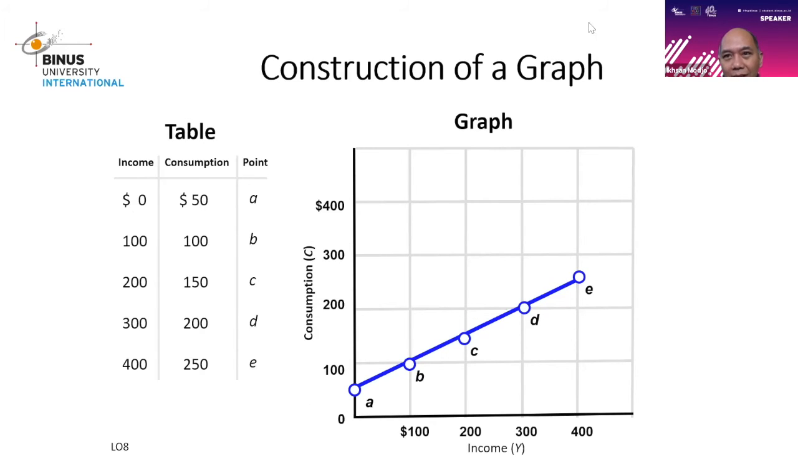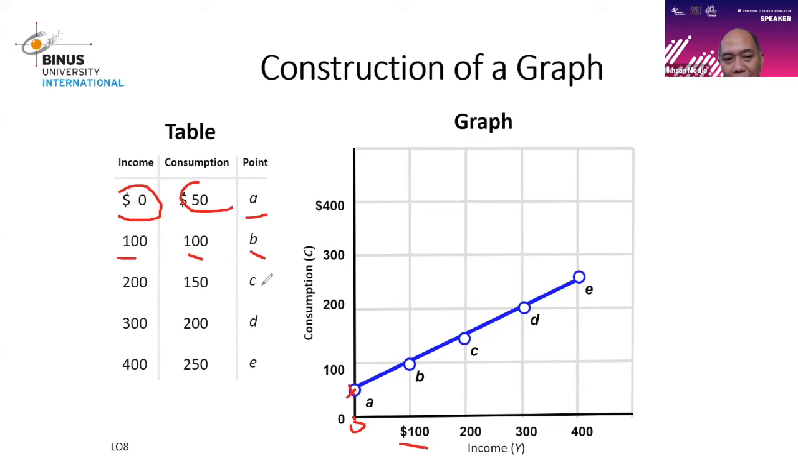So when your income is 0, like this point A, income is 0 and at the same time consumption is 50. So this point A is going to be 0 and 50. Same thing here for point B: your income is 100 and your consumption is 100. And so on.